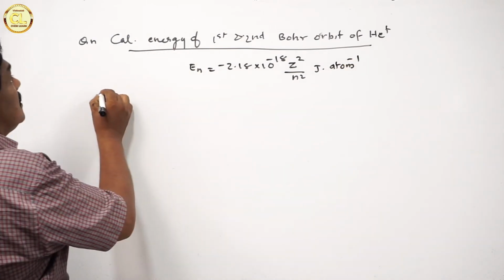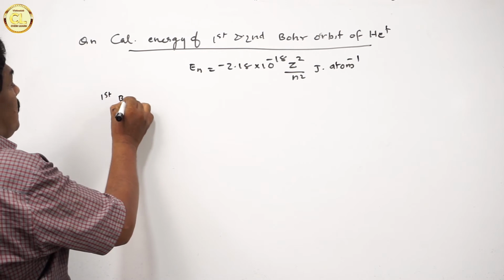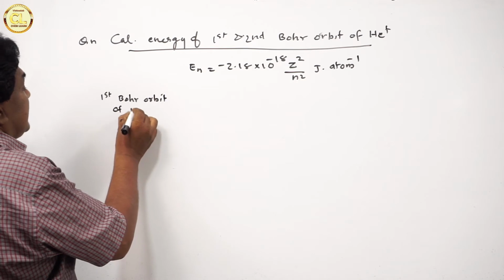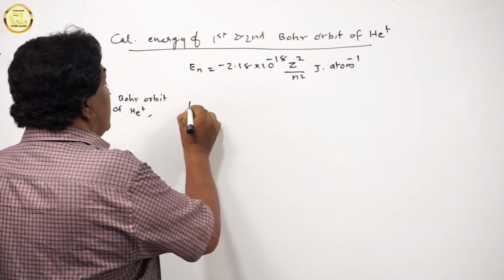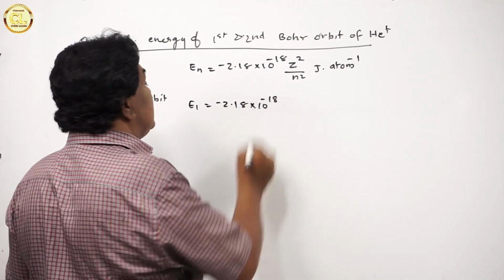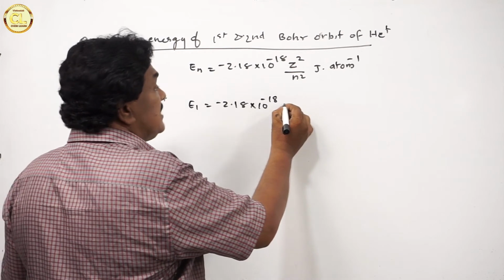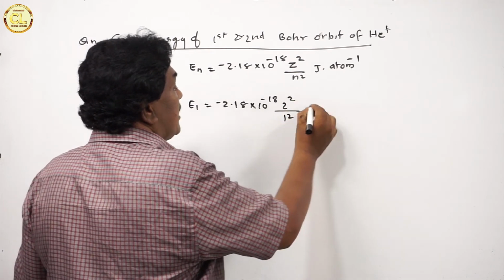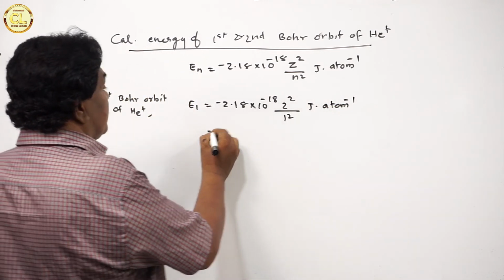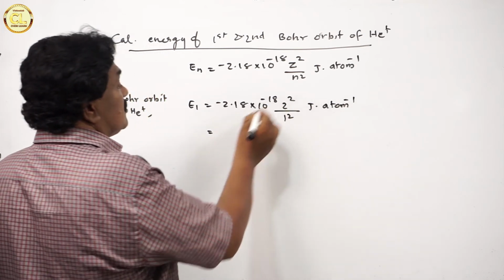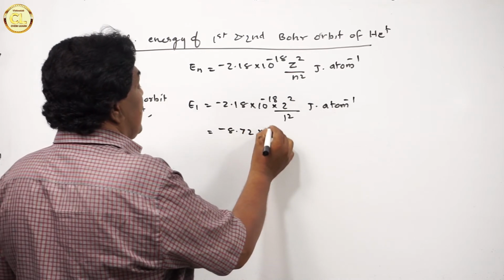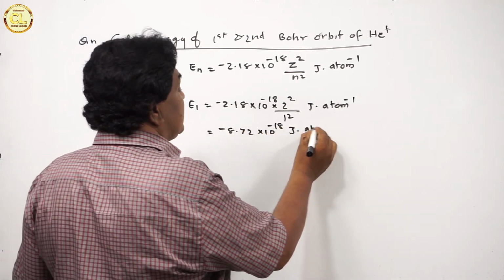See, for first Bohr orbit of He+, E1 is equal to minus 2.18 into 10 raised to minus 18. See, Z is 2 for He+. So 2 square by 1 square joule per atom. See, its value is 2 square, 4. Its value is minus 8.72 into 10 raised to minus 18 joule per atom.